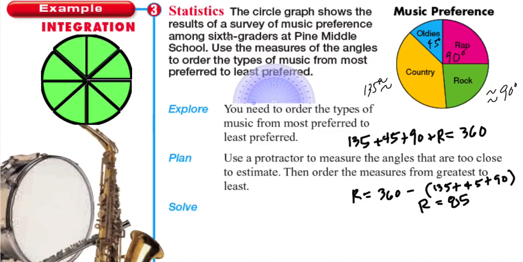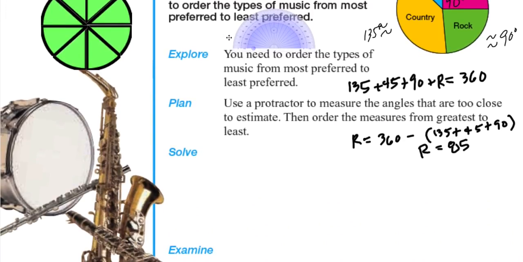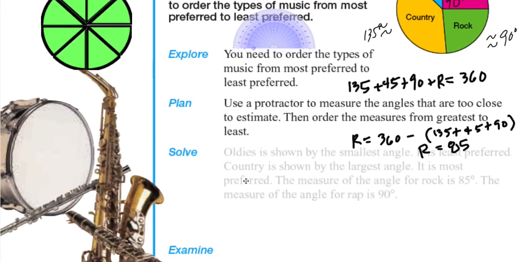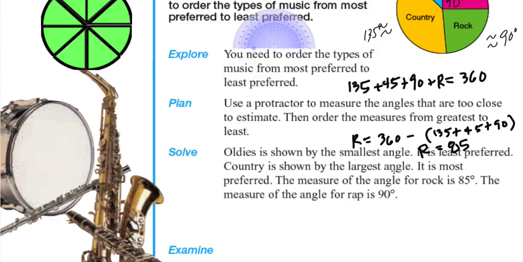Now, trust me on this. Trust my math on this. Okay, that is correct. So here, we have oldies shown by the smallest angle, and it is the least preferred. Country is shown by the largest angle. It is the most preferred. So the measure of angle of rock is 85 degrees. That's what we found out. The measure of the angle of rap is 90 degrees.